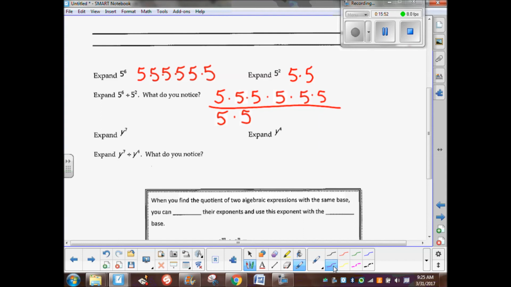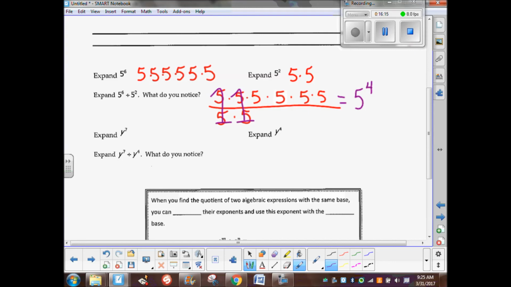Guys, what is 5 divided by 5? It's 1, right? What's 5 divided by 5? 1. What am I left with? 4 fives, 5 to the 4th power, right? Hold it. I think you're seeing it.